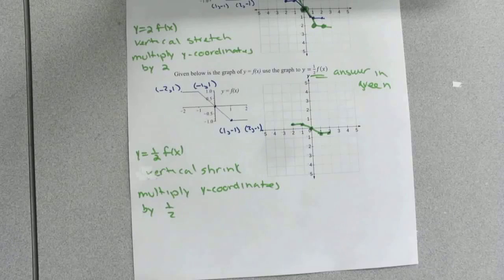And again, it just got shorter. It shrunk. So a positive number out in front, vertical stretch or shrink. If the number is greater than 1, it stretches. If the number is less than 1, between 0 and 1, it shrinks. Now, if it's also negative, it also does the flipping.